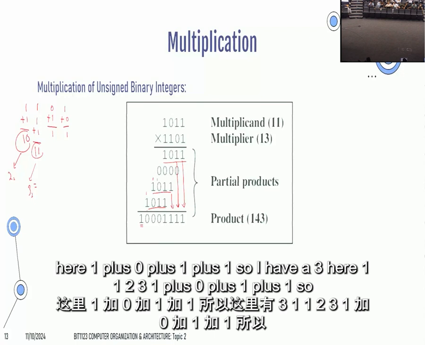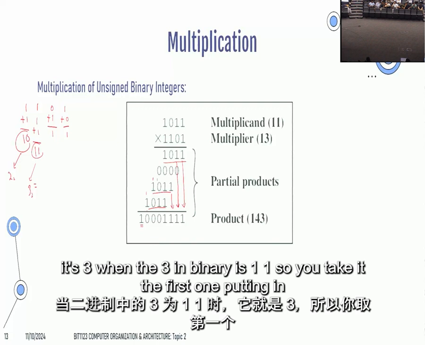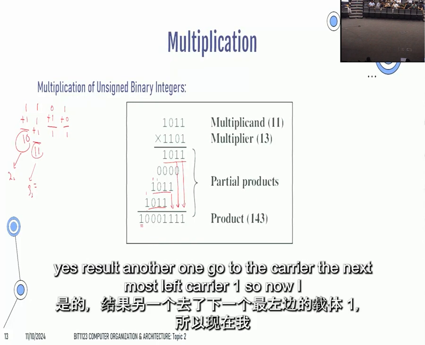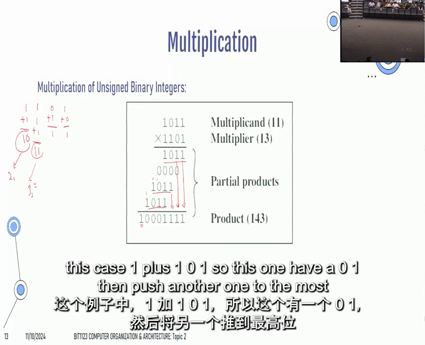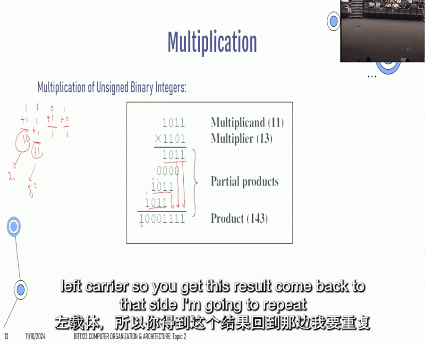We have here 1 plus 0 plus 1 plus 1. So I have a 3 here: 1, 2, 3. So it's 3, and 3 in binary is 1, 1. So you take the first one and put it here as a result. Another 1 goes to the carrier, the next most left carrier. So now I have in the carrier 1, 1 plus 0, 0 plus 1 plus 0 plus 1. So I actually got 1 plus 1, which is 1, 0. So I have a 0, then push another 1 to the most left carrier. So you get this result.